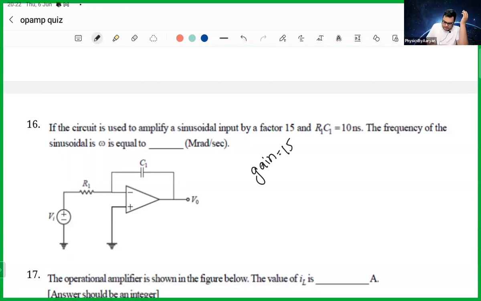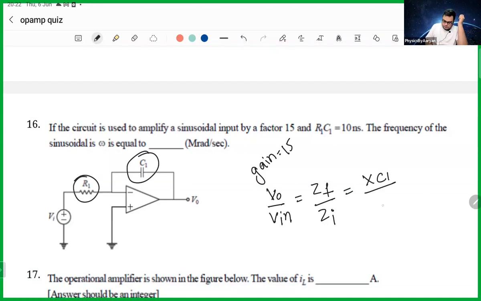Gain is written as V output by V input, or you can write it as impedance of feedback divided by impedance of input. What is in feedback? In feedback there is only one capacitor, so XC1 divided by what is in input. In input there is only one resistor, which is R1.